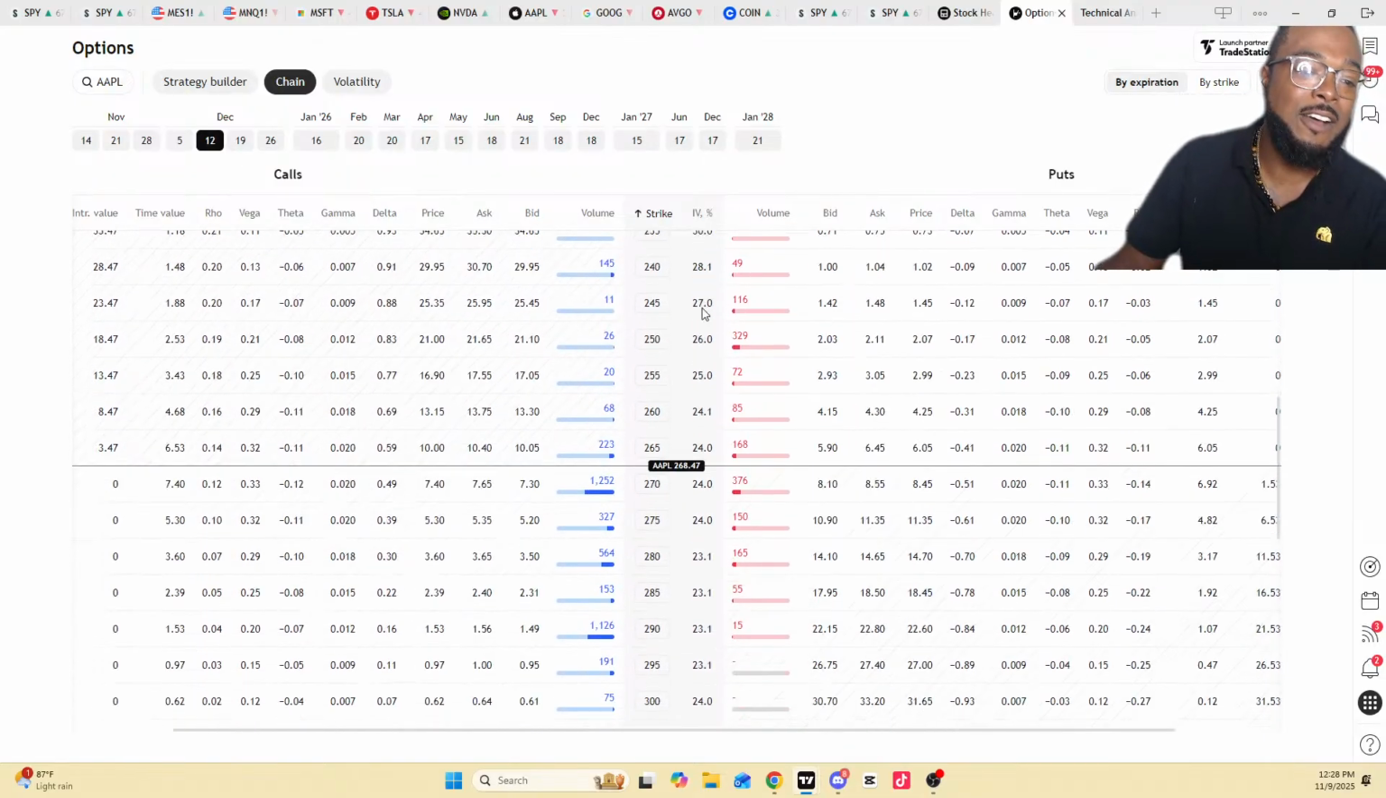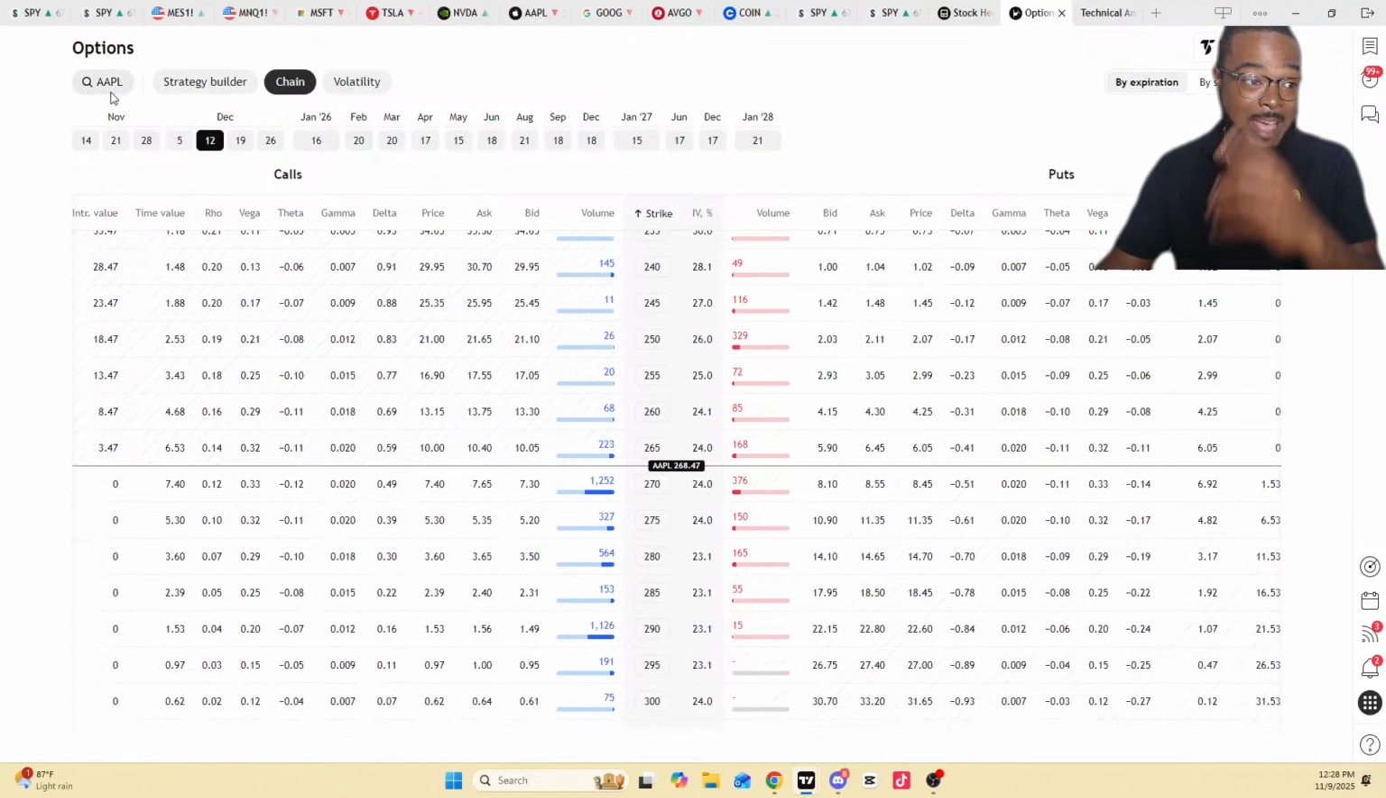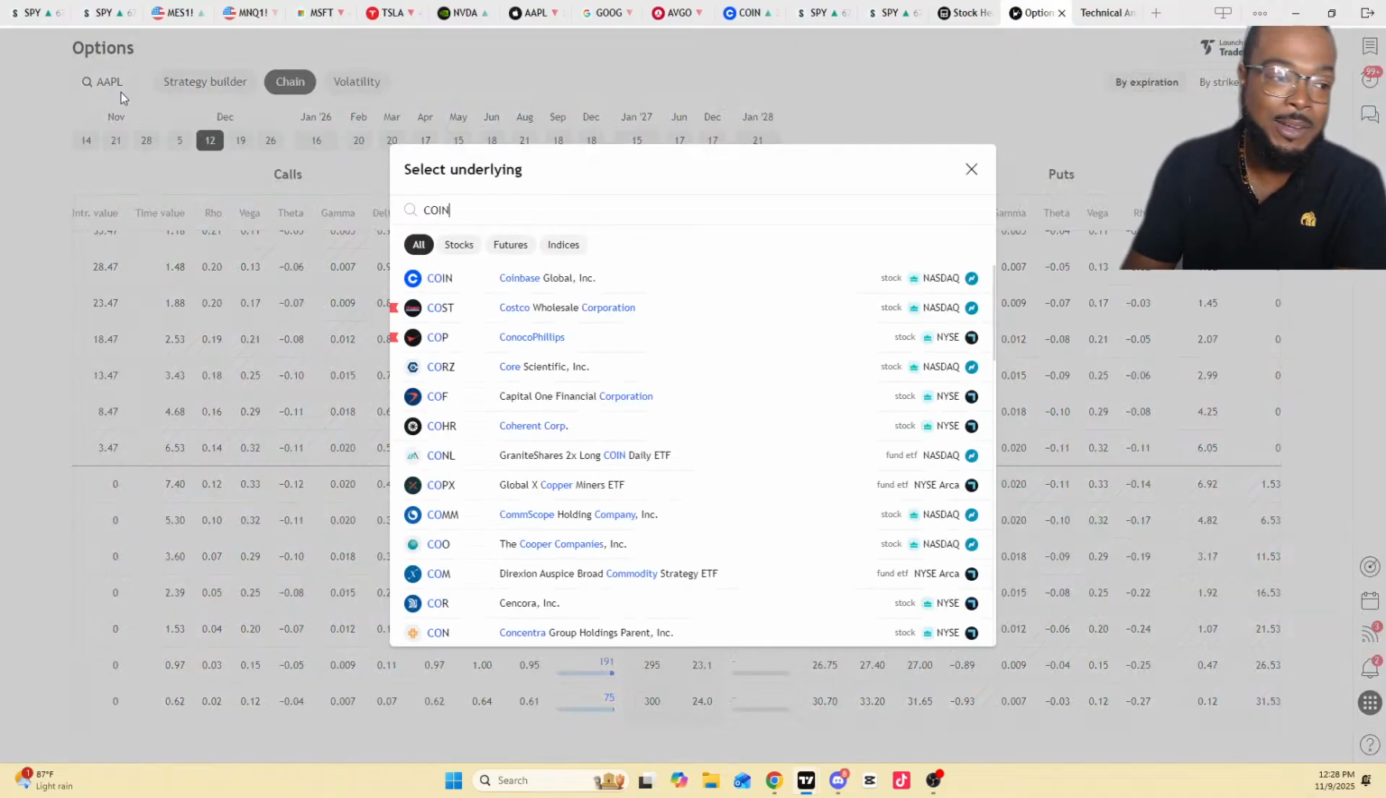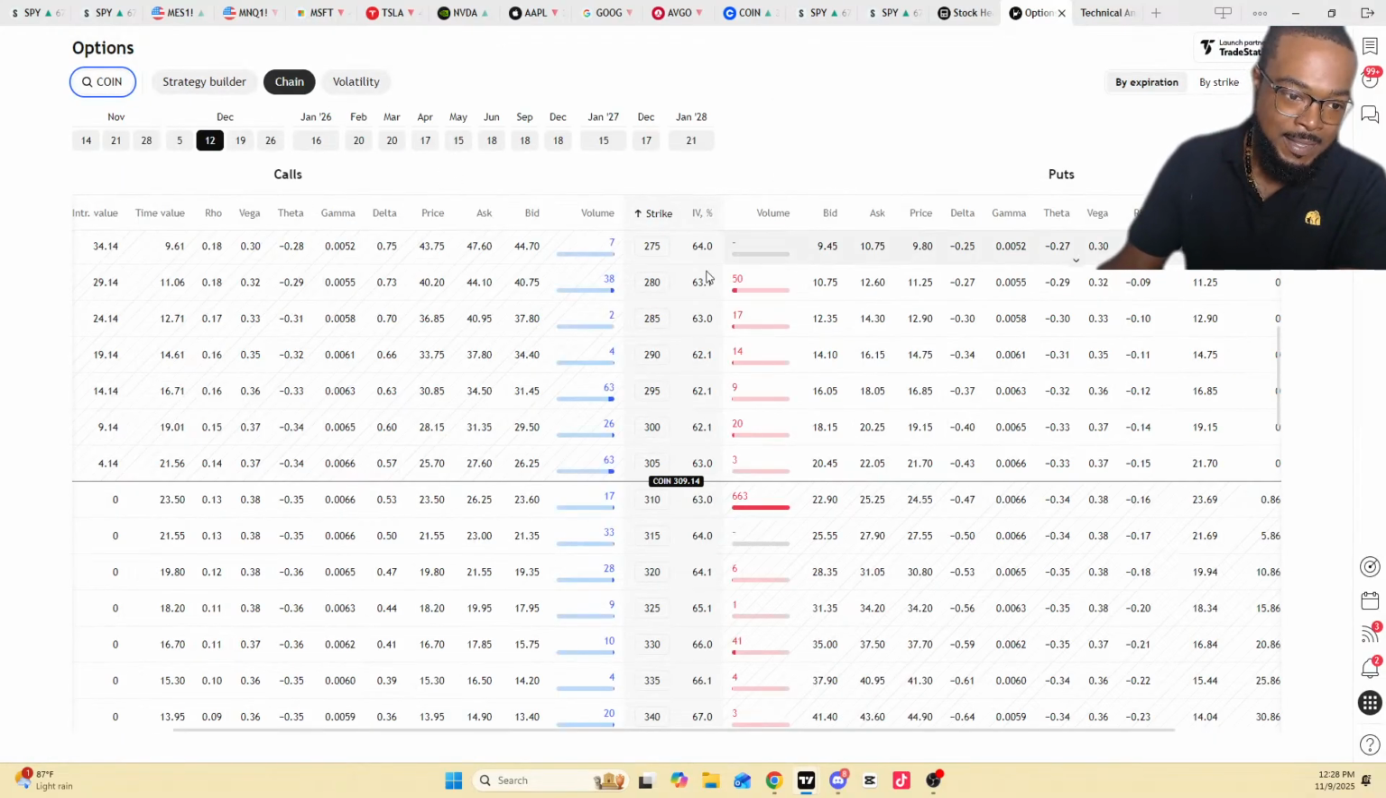But you'll notice that on more volatile stocks, like this is Apple. So if we type in something like, let's say Coinbase, it has high implied volatility even right near the strike price. That's just because this is a volatile company. So it moves up and down rapidly on its own any given day. So the implied volatility, even if you're close to the money, is still high.